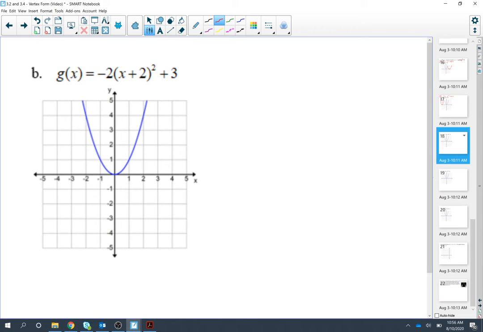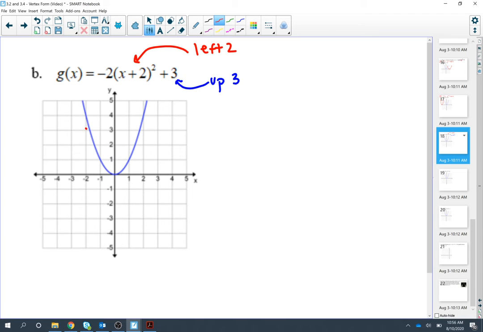Next one, we've got a whole lot going on here. Right there, in parentheses, left and right. Left and right is always opposite of what you think. So instead of moving positive 2, you're actually going to be moving left 2. Now on this one, we also have a plus 3. Plus 3 is outside the parentheses, so that is up and down, exactly what you would think. So plus 3, up 3. So I'm going to take my vertex, I'm going to move it left 2, up 3.